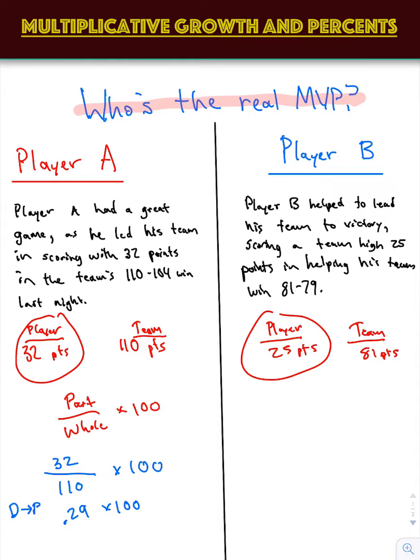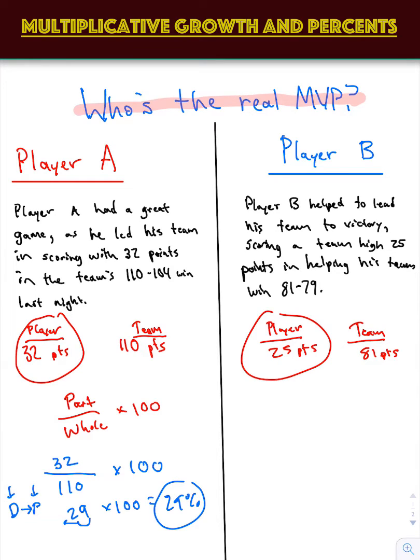When I multiply by 100, in order to go from a decimal to a percent, I'm going to move to the right. I always tell students to just think of the alphabet. D comes before P. So in order in the alphabet to go from D to P, we have to go to the right. So we got to go right 2 spots. There's always 2 spots because I'm multiplying or dividing by 100. 1, 2. This is 29% for player A. So player A scored 29% of his team's points, which is outstanding.